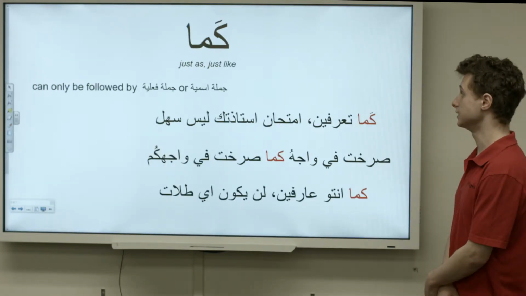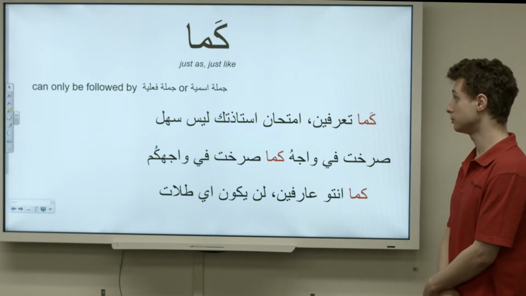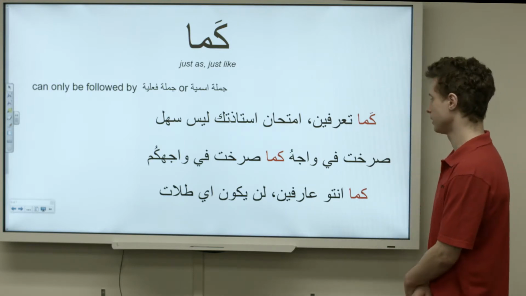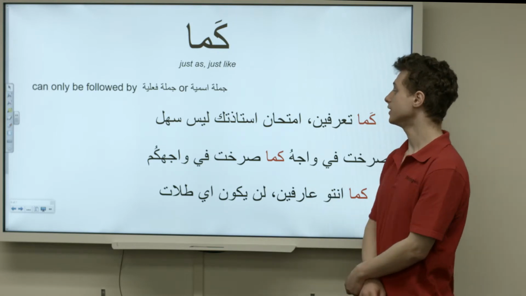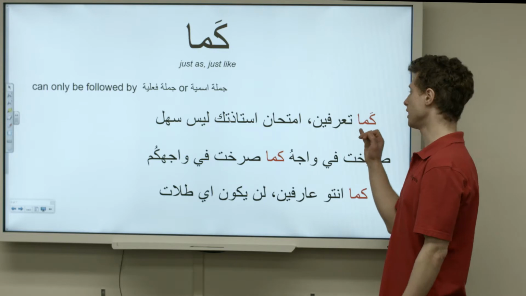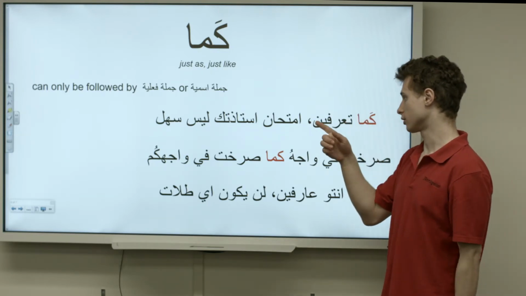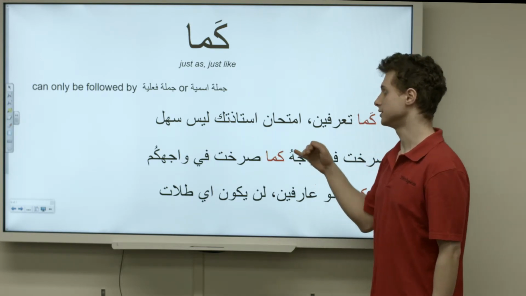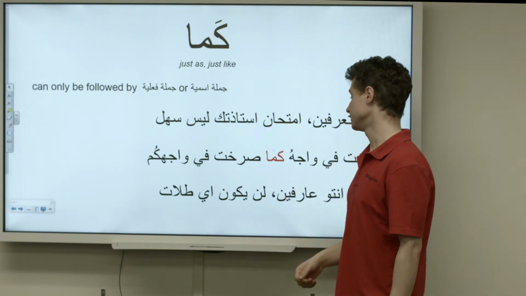Our final example is kama, or just as, just like. So it can only be followed by jumla ismiya or jumla fa'aliya. So either a sentence with a verb or sentences without a verb. So the first example is كما تعرفين امتحان أستاذتك ليس سهل. So كما, or just as, or like, you know, second person feminine singular. So you to a girl. كما تعرفين امتحان أستاذتك, the test, the female professor's exam is not easy.